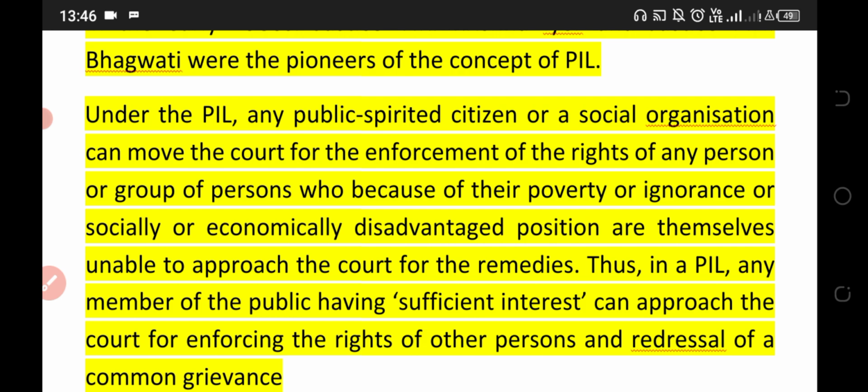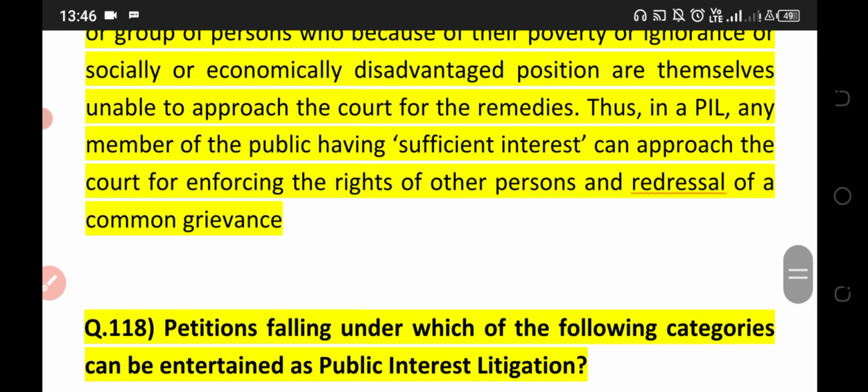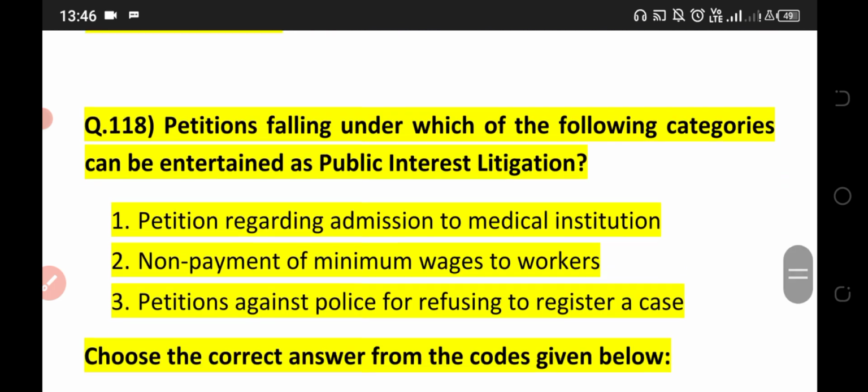Under the PIL, any public-spirited citizen or social organization can move the court for the enforcement of the rights of any person or group of persons who, because of their poverty or ignorance or socially or economically disadvantaged position, are themselves unable to approach the court for remedies. Thus in a PIL, any member of the public having sufficient interest can approach the court for enforcing the rights of other persons and redressal of common grievances.